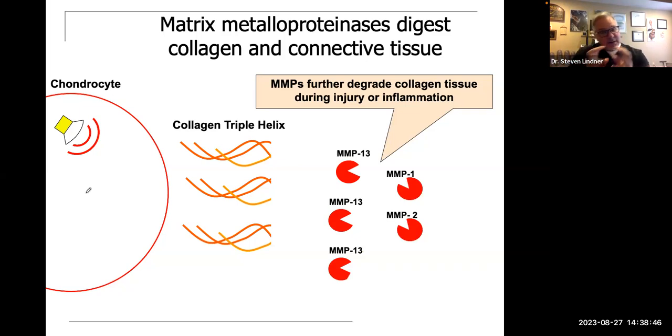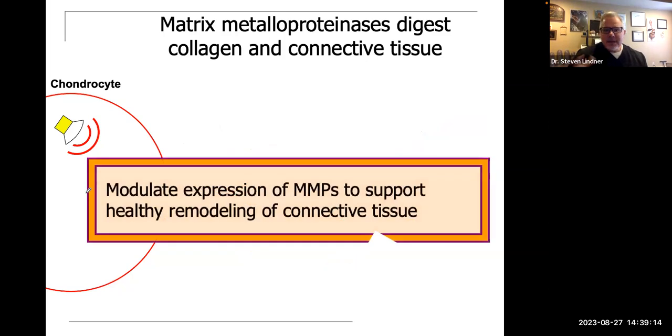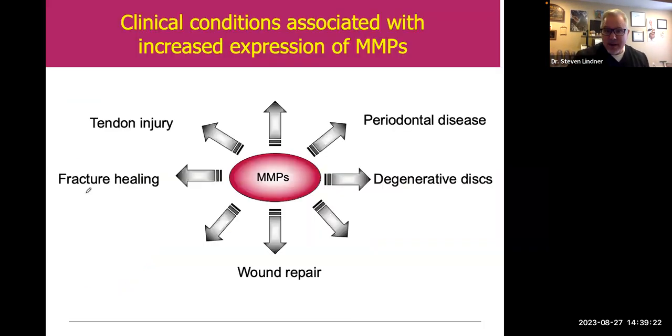And this is what you want in the short term. We want to break down and then build up. But when it breaks down and breaks down and breaks down and it never builds up, that's when we have a problem. That's where the acute neck pain that's 4 years old starts to create degenerative joint disease, or the injured rotator cuff starts to create injury to other muscles as well as the joint itself. So the key is, can we modulate the expression? Can we turn down the volume of these MMPs to support healthy remodeling?